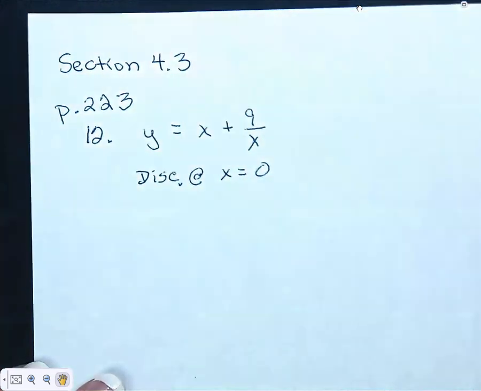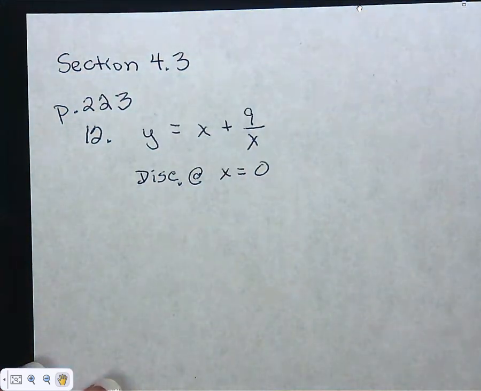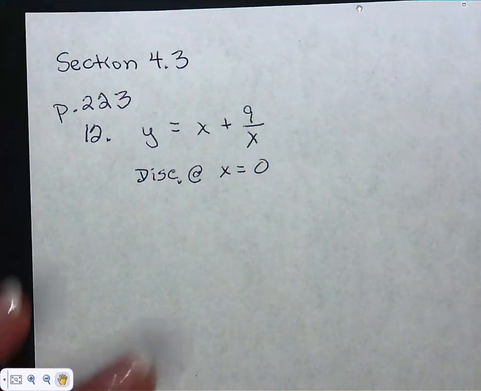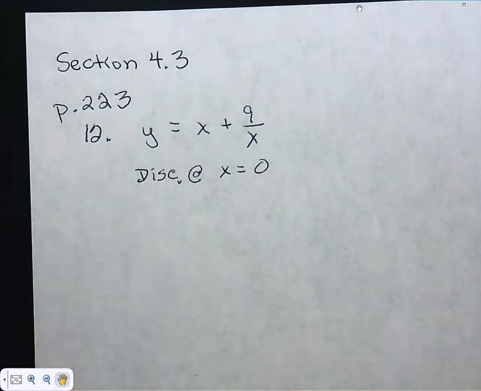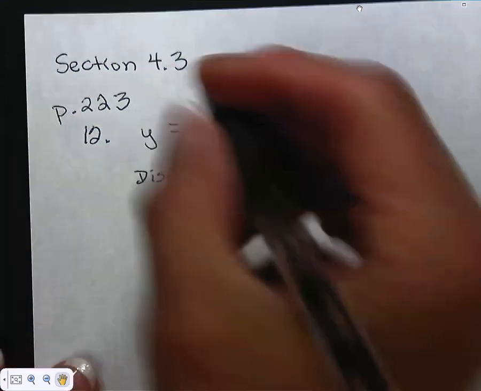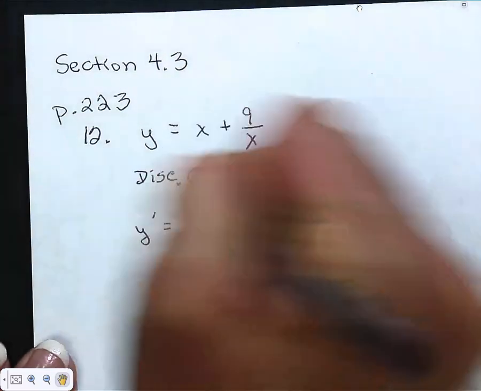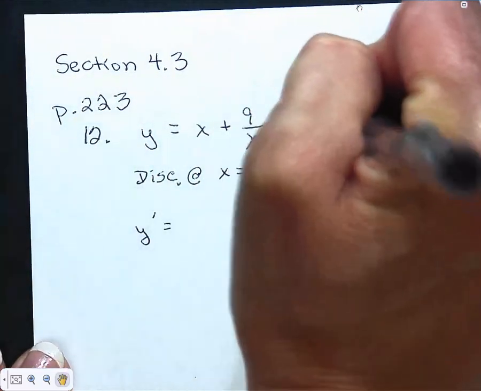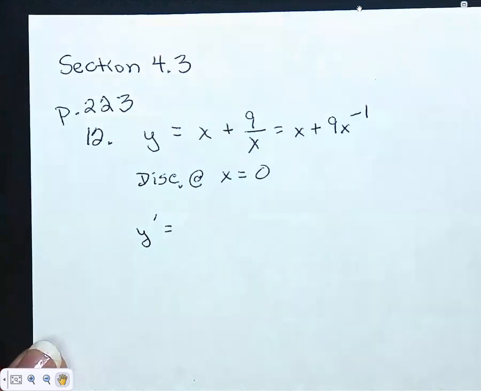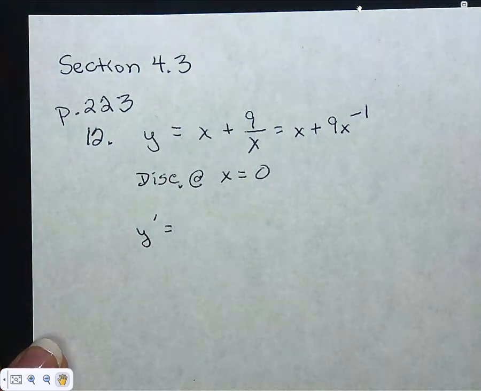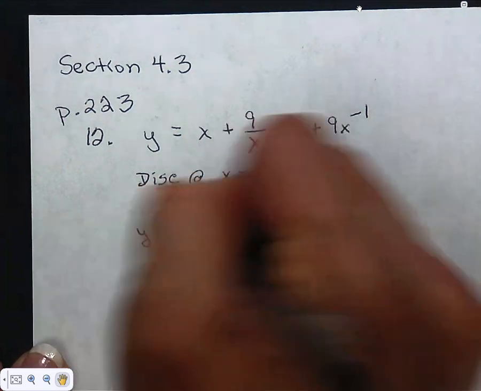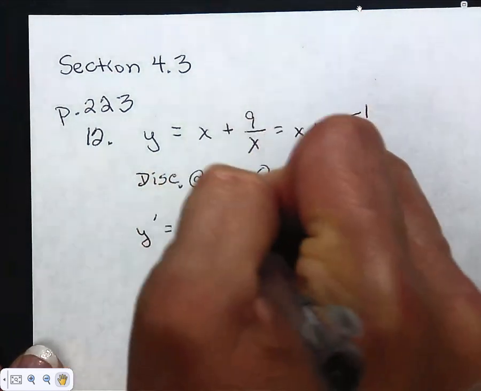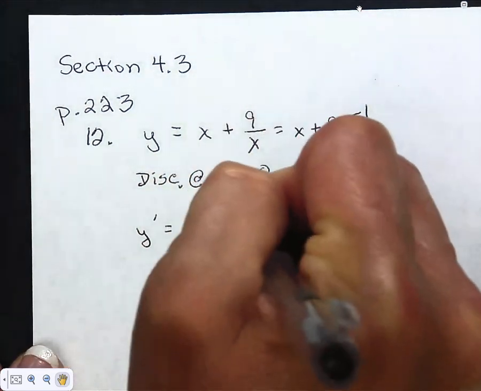And how do I find critical numbers? What does that mean? Find the derivative, look for what makes it 0 or undefined. So the derivative would be, let's write this as x plus 9 x to the negative 1, just so I don't have to use the quotient rule. And the derivative would be 1 minus 9 over x squared.